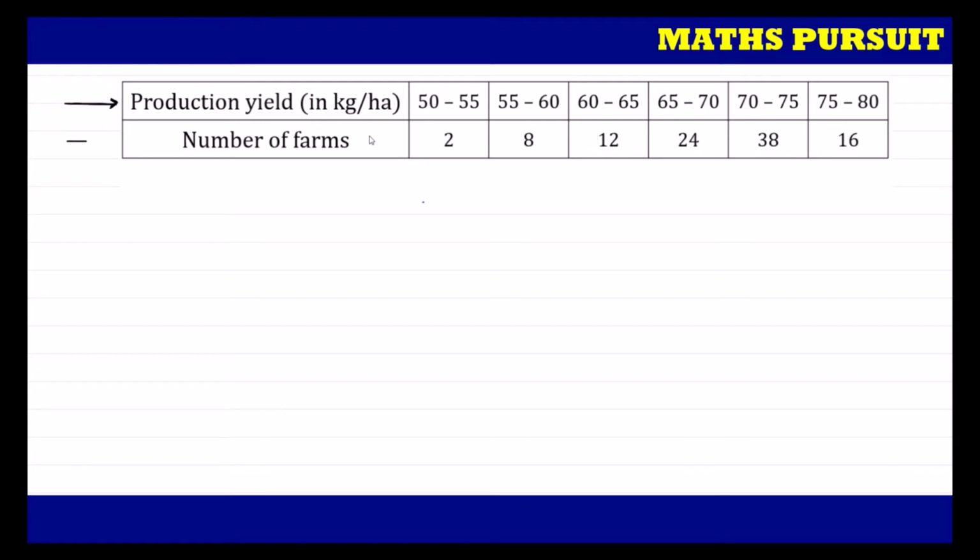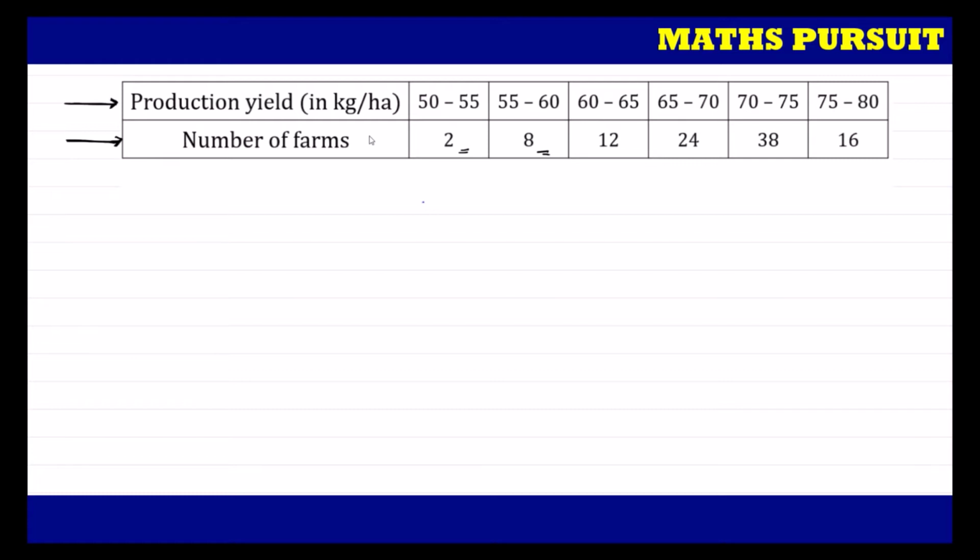Mostly this number of farms relates to the frequency, but occasionally they also give this number of farms, or this particular item, as cumulative frequency. But most of the time you will see that these particular numbers relate to the frequency. But how to determine whether it is a frequency or cumulative frequency? The best check is that for frequency, these numbers would have been random numbers.